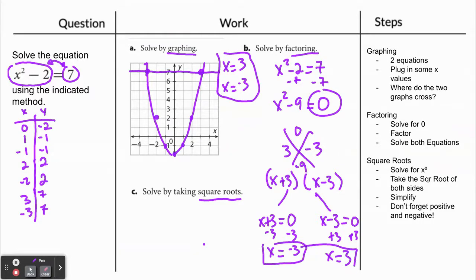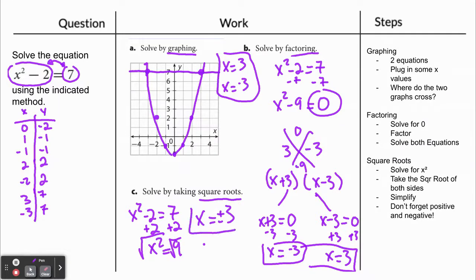And then finally, taking the square roots, if we take x squared minus 2 equals 7, I'm going to solve for x squared. So I'm going to get x squared equals 9. Then I'm going to take the square root of both sides. So I get x is equal to plus or minus 3 because the square root of 9 is 3 and it can be positive or negative. And now we've solved all three ways and gotten the same answer 3 times.